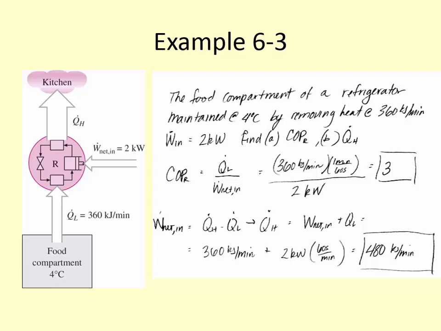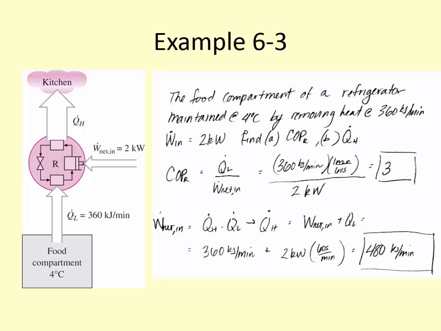Either one is fine. So 2 kilowatts plus Q dot L is 6 kilowatts. That gives us 8 kilowatts, which is also equal to 480 kilojoules per minute. So depending on which form you want it in.